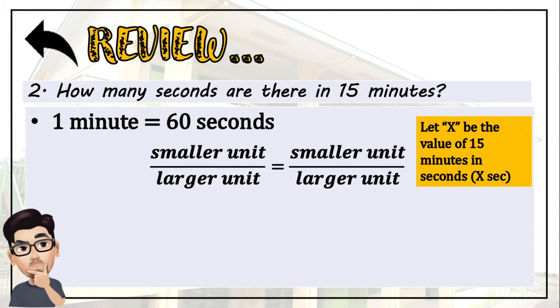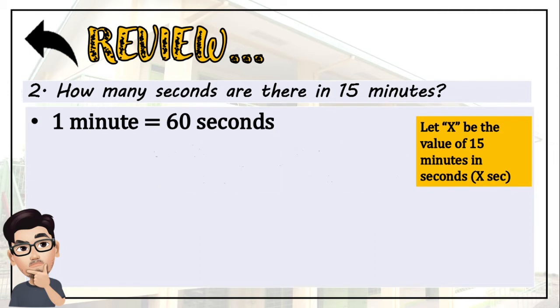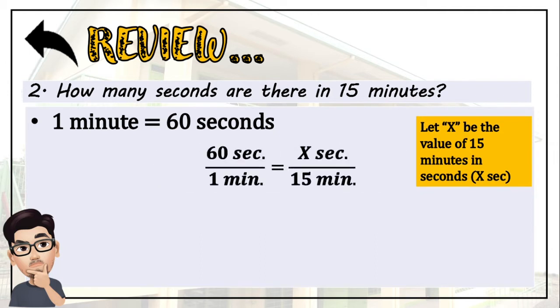Since the seconds unit is smaller than the minutes unit, we're going to place 60 seconds on the smaller unit part, and you can put it on the left side or the right side, it's your choice, and we will still have the correct answer. Okay, always remember that the conversion fact should be together and the value to be converted should be on the other side of the equal sign.